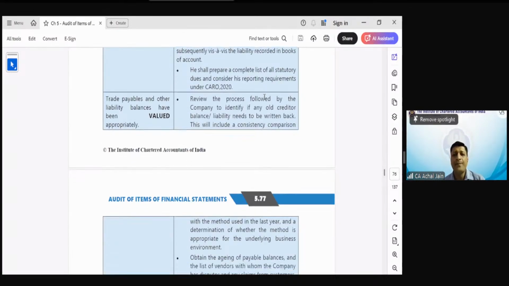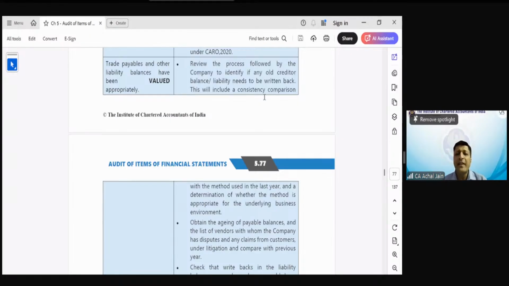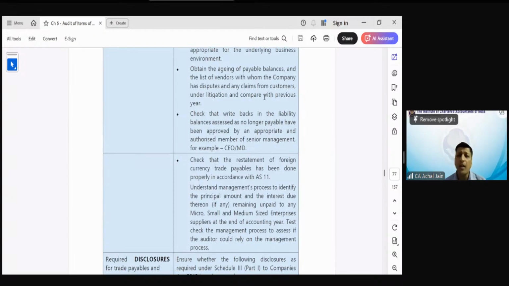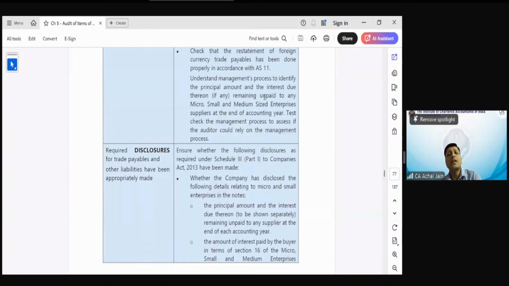Then further, in terms of the valuation, we have already looked at that, for the valuation, aging will be checked, thereby the write back if required, that will be checked. Then of course underlying documents will be checked to ensure whether the liabilities have been recorded at the correct amount or not. Then in respect of disclosure requirements, we have already looked at schedule 3 and the accounting standard requirements for the presentation and disclosure needs to be checked.